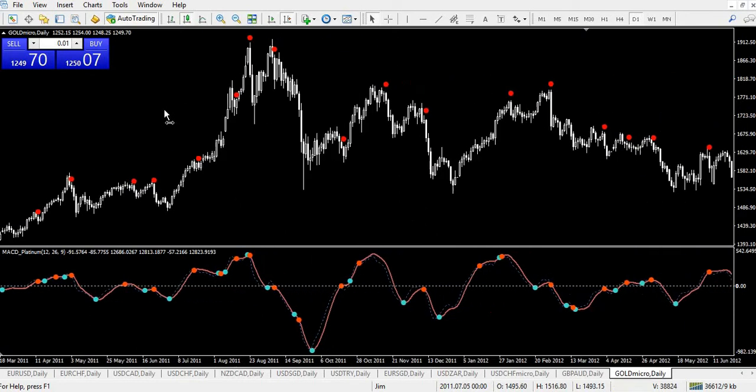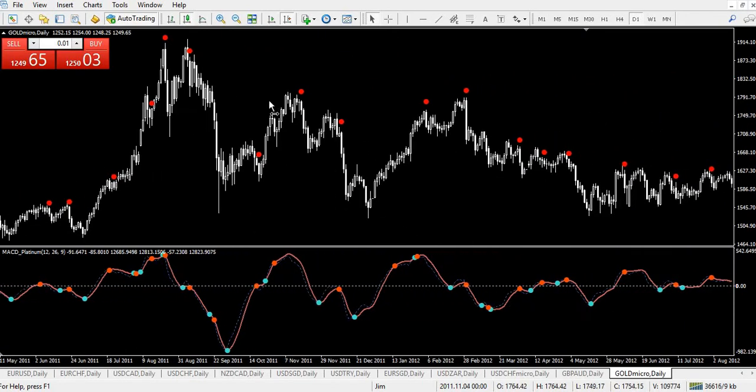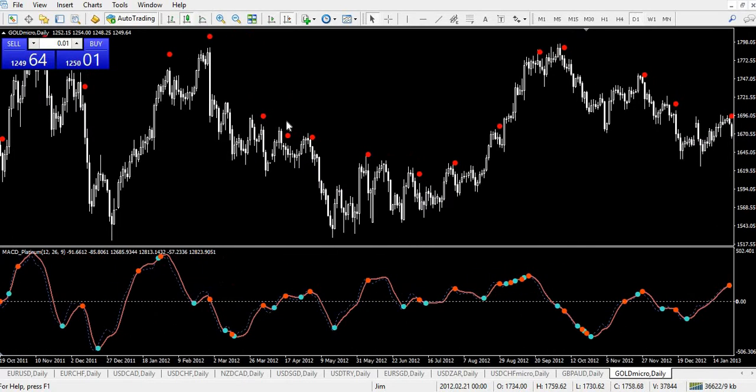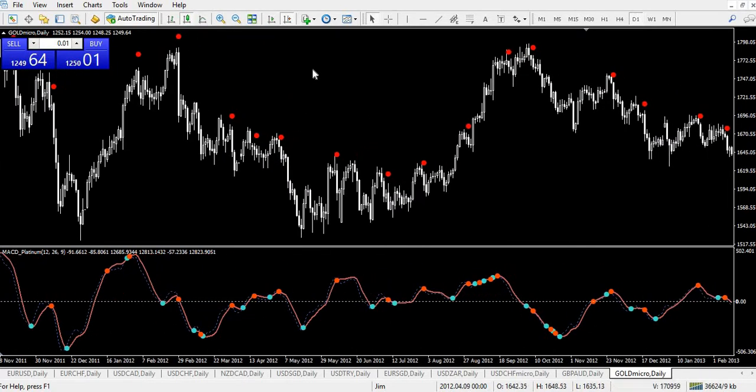Price is down, MACD is up. Let's find one of them. Price is down, MACD is up. Here's one in here, probably a couple actually. There's your first one, trend line, price is down, MACD is up. Take the sell, you would have stayed in that.